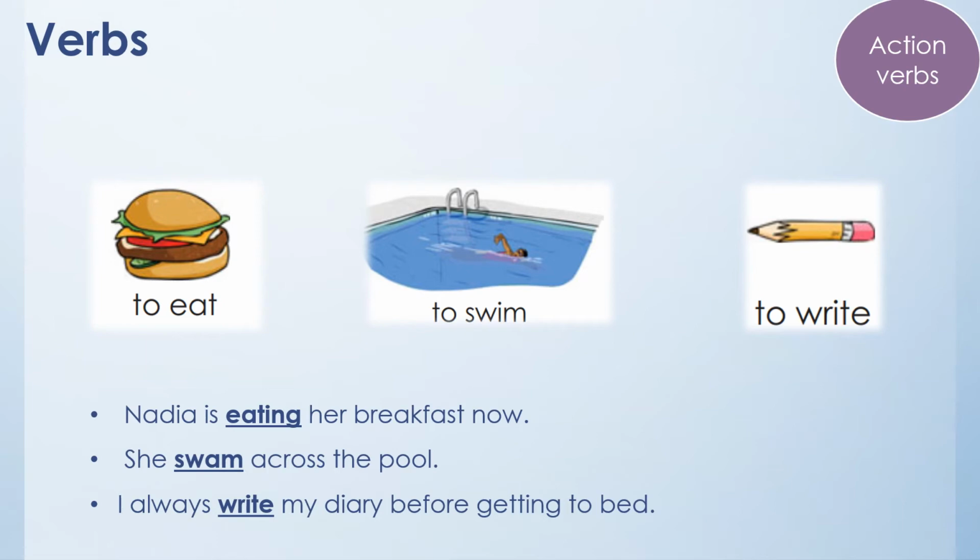So, as an example, we have the verb to eat. Nadia is eating her breakfast now. The verb to swim. She swam across the pool. The verb to write. I always write my diary before going to bed. So, the common thing about all those verbs is that they are here to express action.